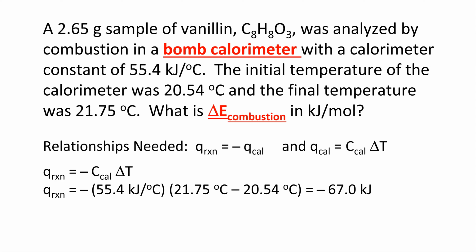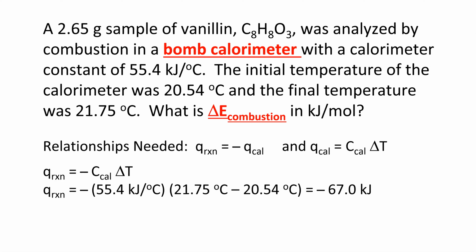We have the minus sign is still there, and then we follow that with the calorimeter constant, 55.4 kilojoules per degree Celsius, and then the temperature change, and it's always in the same form, the final temperature minus the initial temperature. Sometimes it'll be positive, sometimes it'll be negative. We have to go with what data we have there. So here our final temperature was 21.75 degrees Celsius, and our initial temperature was 20.54 degrees Celsius. When we carry out all of those calculations, to the right number of significant figures, as always, we get that the heat of our reaction was minus 67.0 kilojoules.